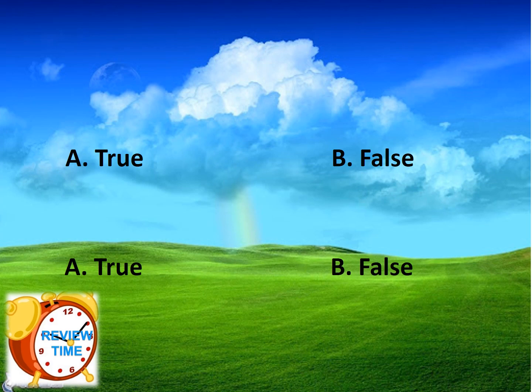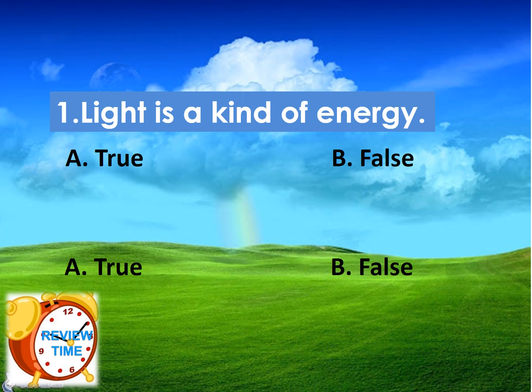Last week, we learned about light energy. I want to find out how much you remember about this lesson, so I prepared some sentences. You should be able to tell whether a sentence is true or false. Let's start with the first one. Light is a kind of energy. Is this sentence true or false? If your answer is A, you are correct. Yes, it is true that light is a kind of energy.